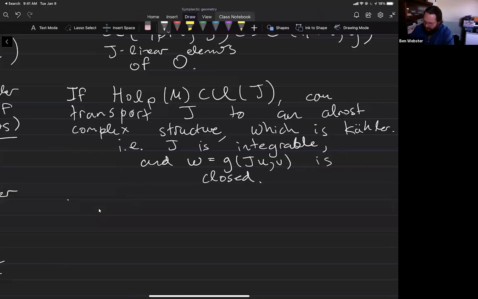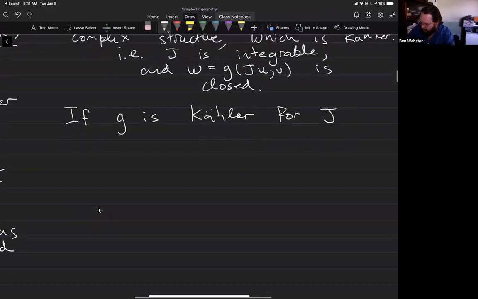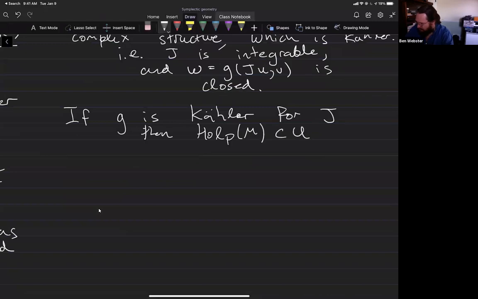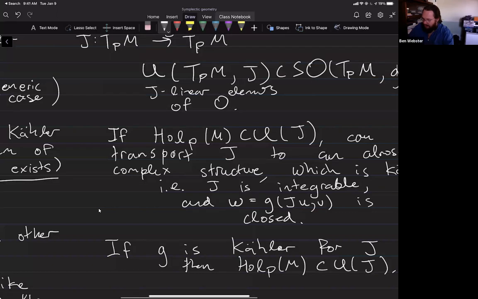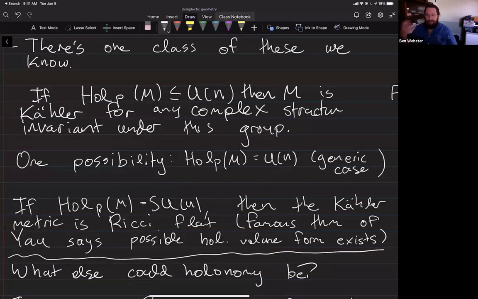And the converse is also true. So if g is Kähler, or J, so if g and J are a compatible pair of a metric and a complex structure, which are Kähler, then the holonomy of M sits inside the unitary group for J. Cool. So this is another way to think about what's special about Kähler manifolds. It might look a little random to introduce this condition that the associated two form is closed, but it's exactly what you need to get that the holonomy is complex linear.